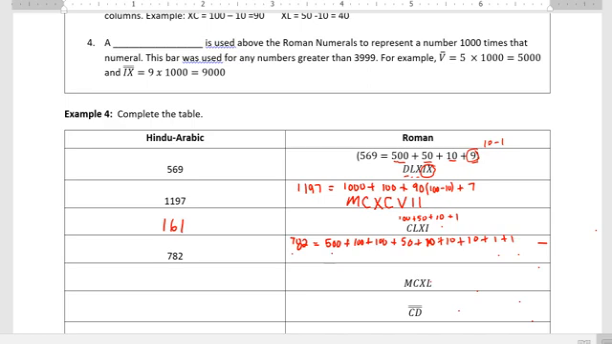So here we have a symbol for 500 is D. The symbol for 100 is C. And then I have another 100. 50 is L. And then we have 3 tens. And we have 2 ones.